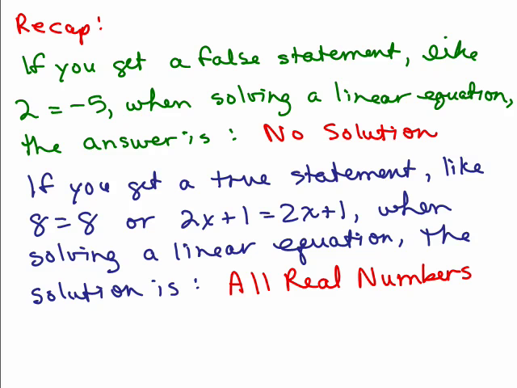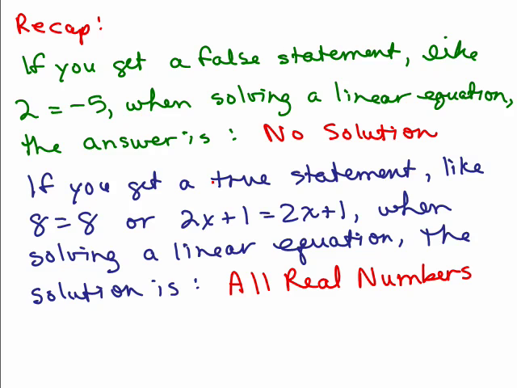So let's recap the special cases for number 7 and 8. If you get a false statement, like 2 equals negative 5, or any false statement, when solving a linear equation, the answer is always no solution. And by the way, to get a false statement, that means you won't have any variables involved. They pretty much are eliminated, and you just have one number on each side of the equal sign, but they're not the same number. So that's what I mean by a false statement, and the answer will then be no solution.